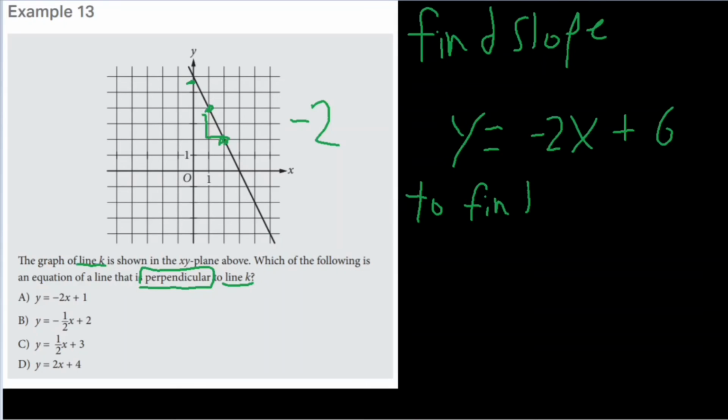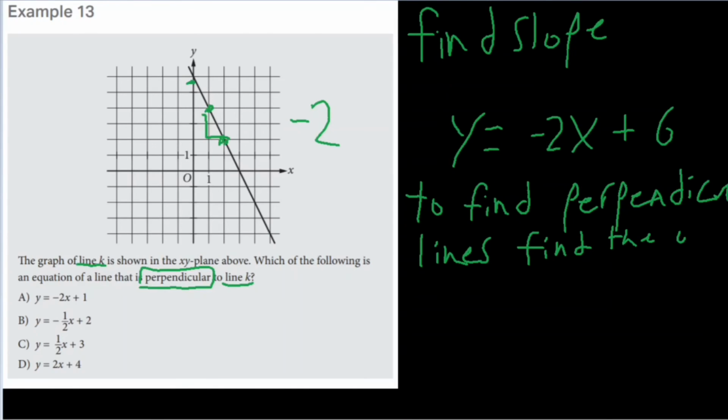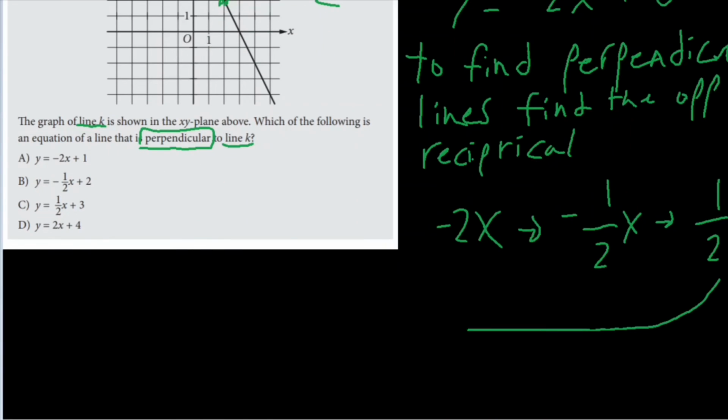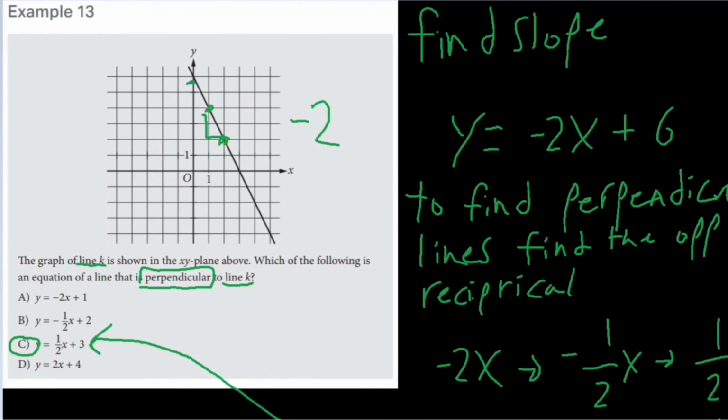So now that you know the slope is negative 2, you have to just remember that whenever finding a perpendicular line, you have to find the opposite reciprocal. That means that you have to multiply the slope by negative 1 and then just flip it. So when you flip negative 2, first you get 1 over 2, negative 1 over 2, and then when you make the negative of that, you get 1 over 2. And the only answer choice with that answer is C, which makes C your answer.